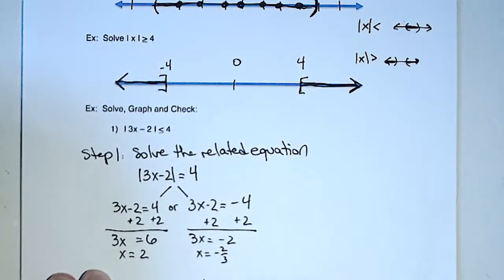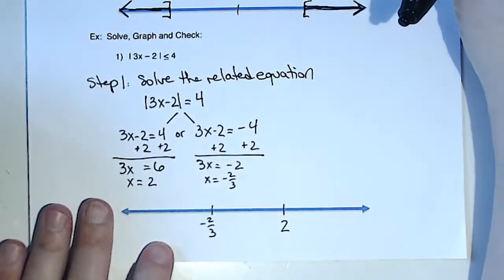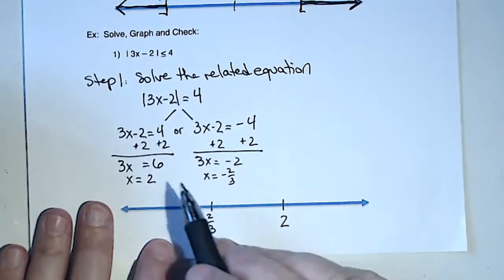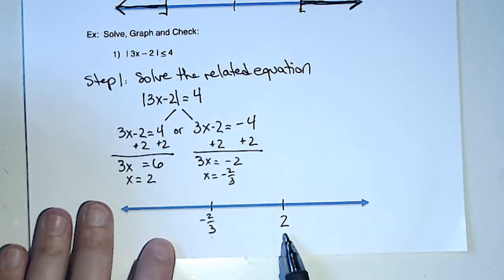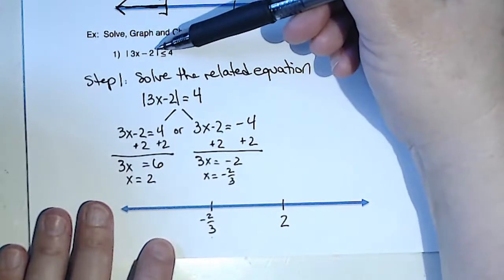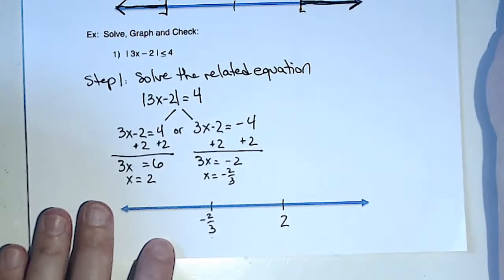Here's -2/3. Here's 2. I'm cheating by not putting 0 in. Keep in mind 0 would be like here. I really want to focus on these two numbers. My two boundary numbers are -2/3 and 2. This is the point at which each of these values gives this expression, the absolute value of 3x minus 2, equal to 4.